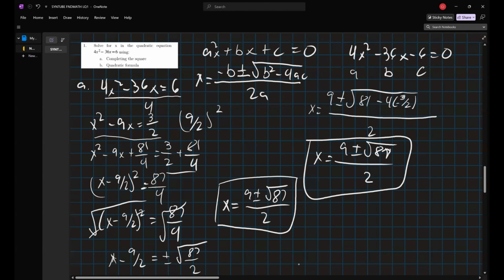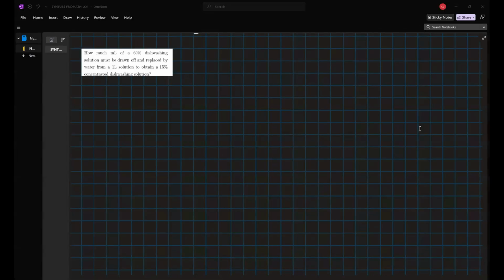Depending on your professor, they might want you to solve separately for 9 plus and then minus. So for our next problem, we have here a word problem. The question is, how many ml of a 60% dishwashing solution must be drawn off and replaced by water from a 1 liter solution to obtain a 15% concentrated dishwashing solution? So what it wants us to do is that the 1 liter of original 60% dishwashing solution will be reduced by X amount of ml and replaced by water.